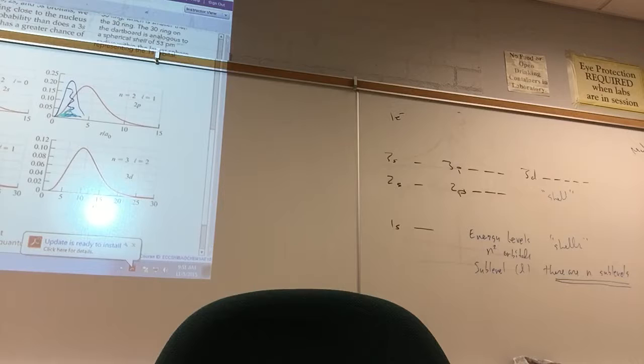So for example, what would the quantum numbers for this electron be here? The quantum numbers for that electron would be 3, 2, minus 2, plus 1/2. You should be able to name quantum numbers and also name the orbitals using quantum numbers for all of these.